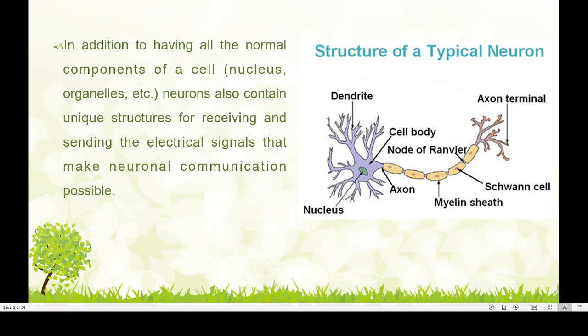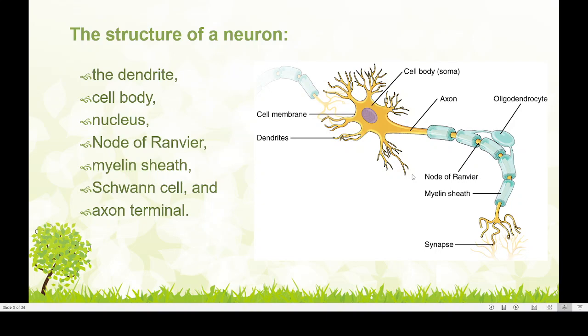Then there is another important thing: the primary function of a neuron is the transmission of electrical signals. That is the main function of a neuron, and a neuron will be sending these messages from one nerve or one neuron to another neuron. And typically, if you look at the structure, you can see that these are the basic features of a neuron.